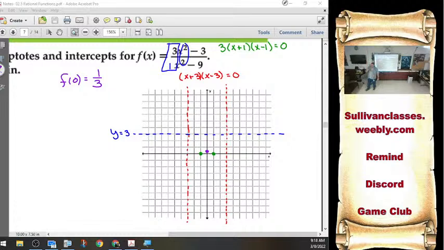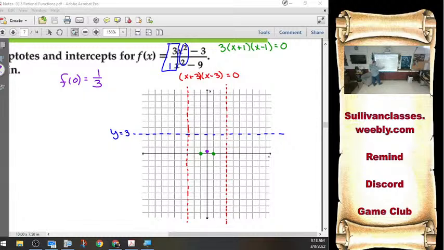Those 4 things. Zeros of my denominator, vertical asymptotes. Zeros of my numerator, x-intercepts. Use your rules for your horizontal or oblique asymptote. Plug in 0 to find your y-intercept. And then you should be good.